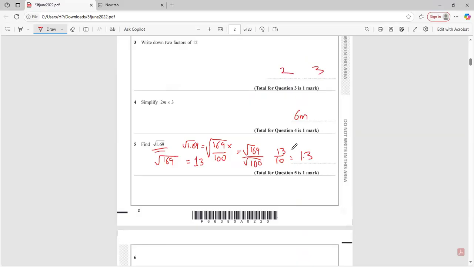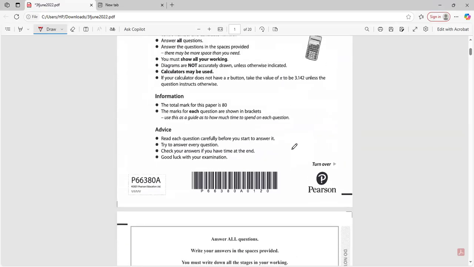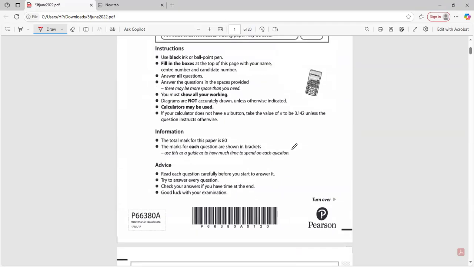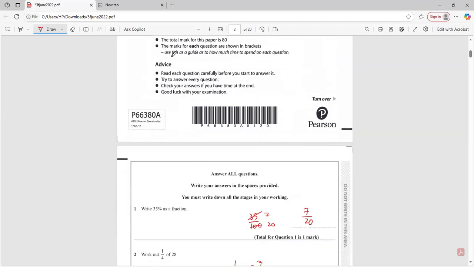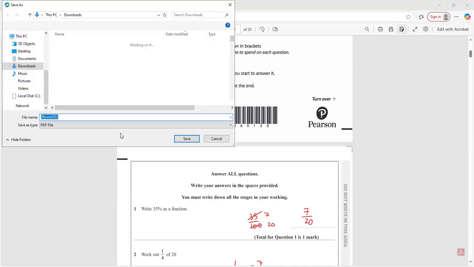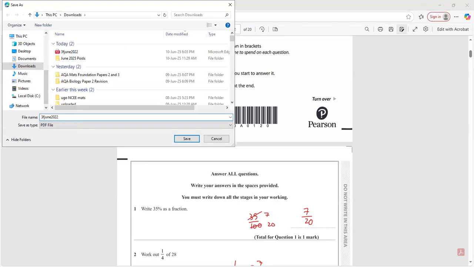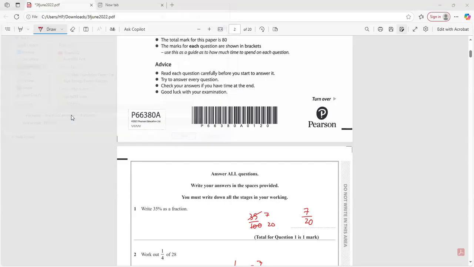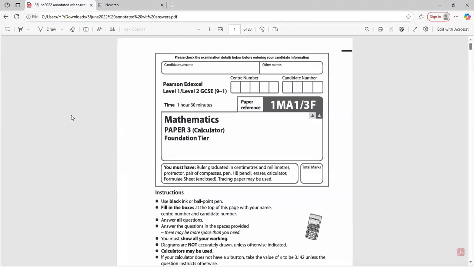Okay. So let me save this and I'll send it to you. Thank you. Save as annotated with answers.